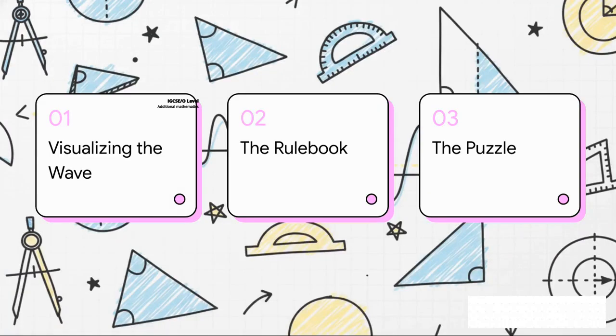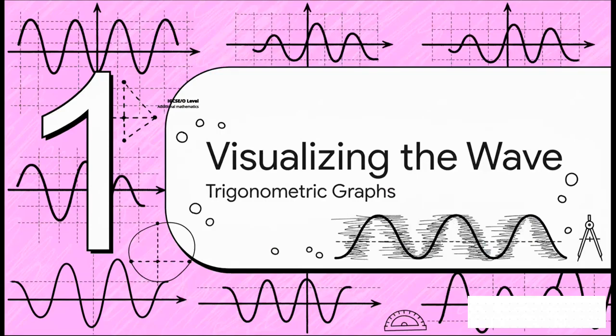Today, we're tackling three main things: visualizing the wave with graphs, mastering the rulebook of identities, and finally, solving the puzzle of complex equations. Let's get right into it. Act 1. Visualizing the wave, focusing on graphs.